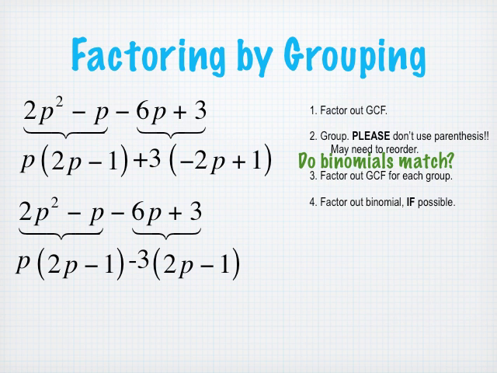Be careful with your signs. If you put 2p plus 1 there, you would catch it when you did a little mini double check, because negative 3 times 2p is negative 6p. If you had negative 3 times positive 1, that would have given you a minus 3 on the end. We need the negative 3 times a negative 1 to give us the positive 3. Now my binomials do match, so I factor it out and I get 2p minus 1 times p minus 3.